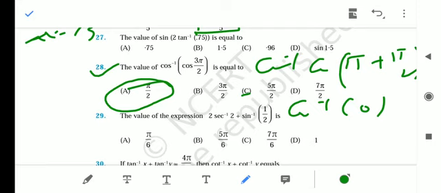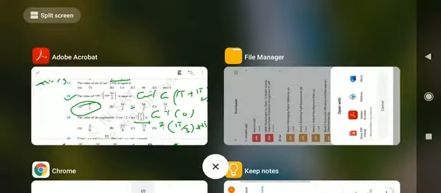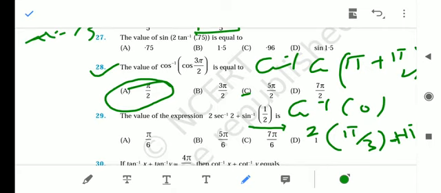Look at question number 29. The value of expression 2 sec inverse 2 plus sin inverse 1 by 2. In case of sec, the 2 lies at 60 degrees. So we have 2 into sec inverse 2, which is sec 60, that is pi by 3, plus here sin inverse 1 by 2. In case of sin, 1 by 2 occurs at 30 degrees, that is pi by 6. So its answer is 2 pi by 3 plus pi by 6.